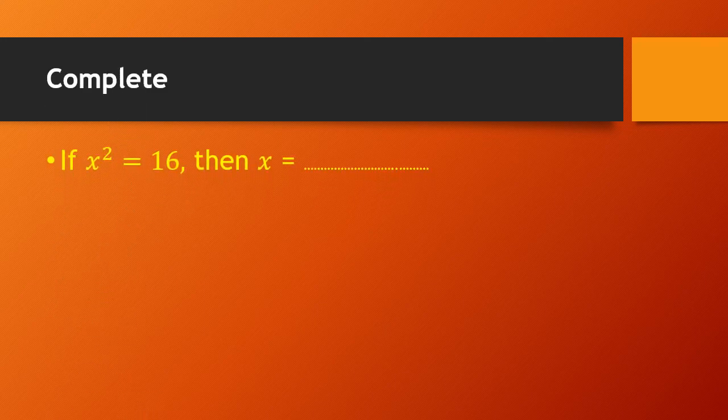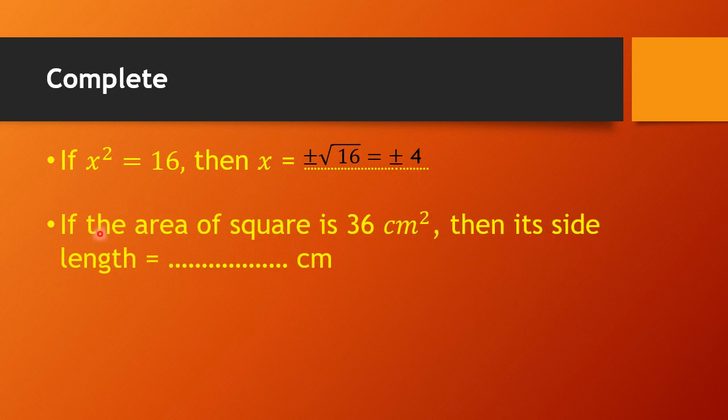Complete. If x power 2 equals 16, then x equals positive or negative square root of 16, equals positive or negative 4. If the area of a square is 36 centimeters squared, then its side length equals the square root of 36, equals 6 centimeters.